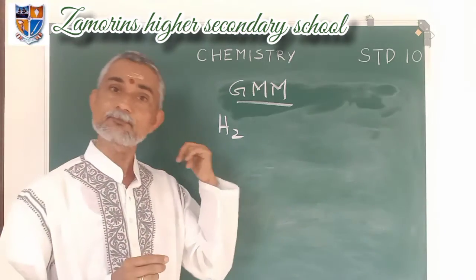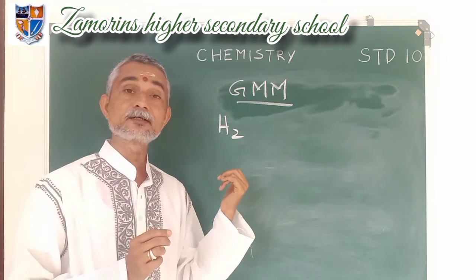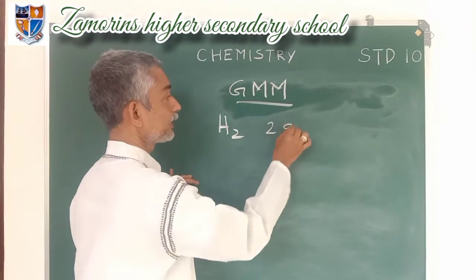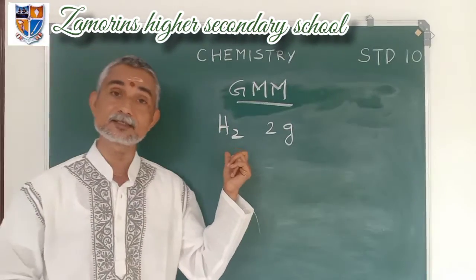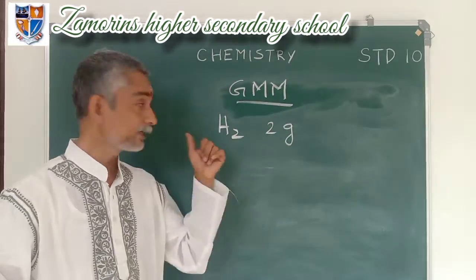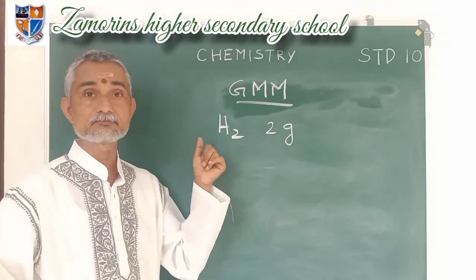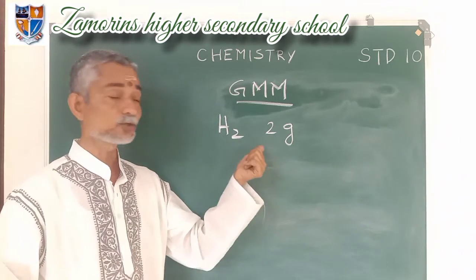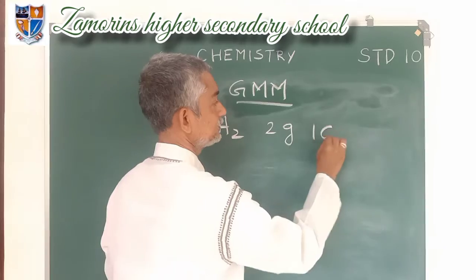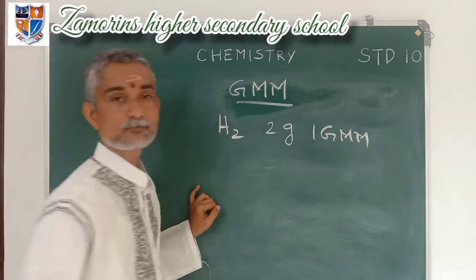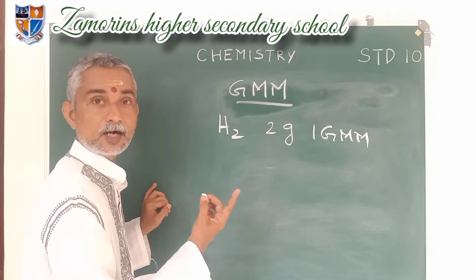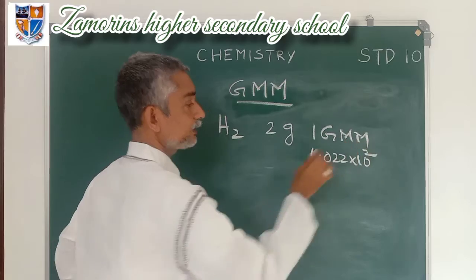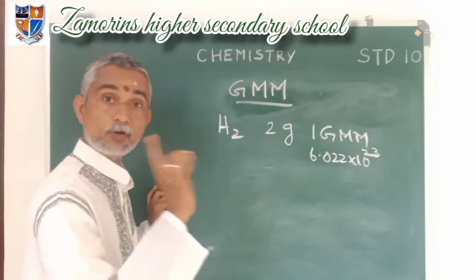Now here H2 is a molecule. So what is the molecular mass of hydrogen here? 2 gram, because 2 hydrogen atoms are there. 1 hydrogen atom has 1 gram, 2 hydrogen atoms 2 gram. This is the molecular mass. So this also contains 1 GMM, or how many molecules? 6.022 into 10 to the power of 23 molecules.